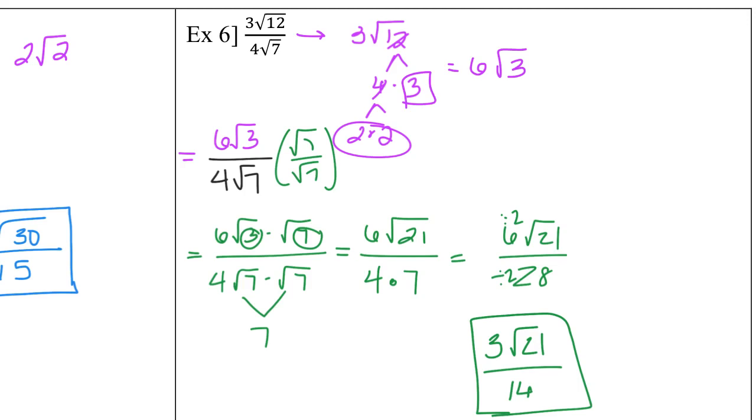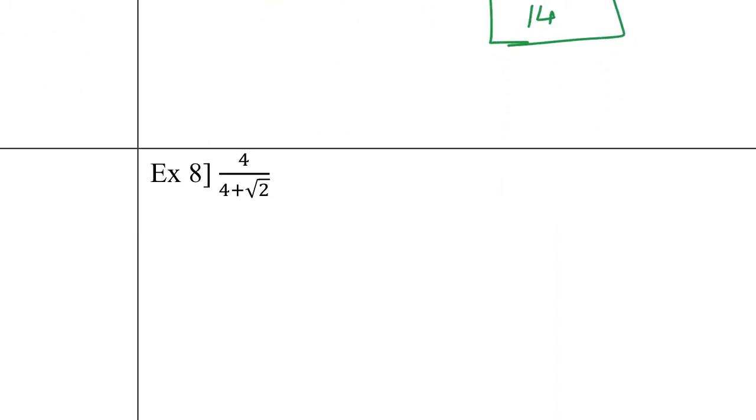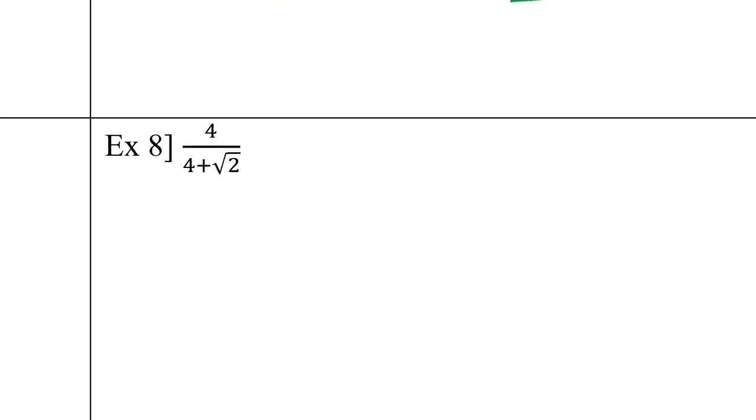We're going to skip example 7 and go straight to 8. So we have 4 over 4 plus the square root of 2. So now I have a binomial in the denominator, so I need to figure out how to get this radical out from underneath. Now the difference is, since this is a plus, this 4 and this square root of 2 have to stick together. I can't just ignore this 4 like I did with the multiplication. This is stuck. So this is where we're going to multiply by that conjugate.